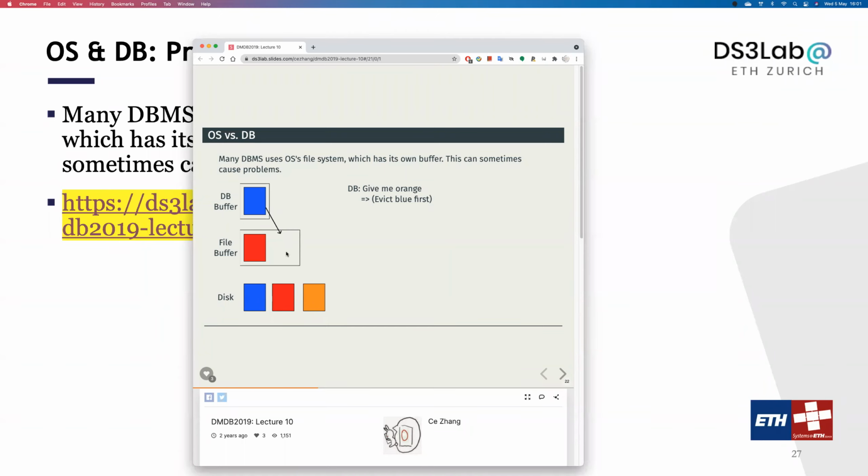Okay, I understand. But the default setting is not immediate, right? So you could optimize it. You could say, I want you to flush the blue immediately to the hard drive, and then you won't have this problem. But that's not the default setting of the file system. And also when you do that, there are other problems because you have two buffers. Yep, all right, it's clear.